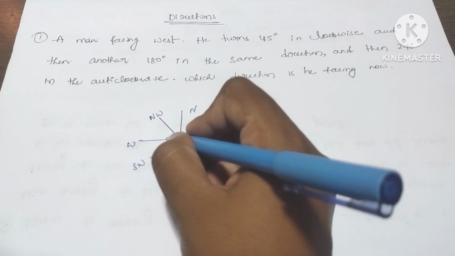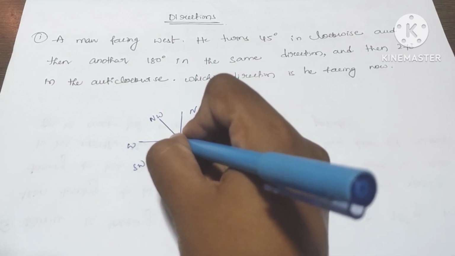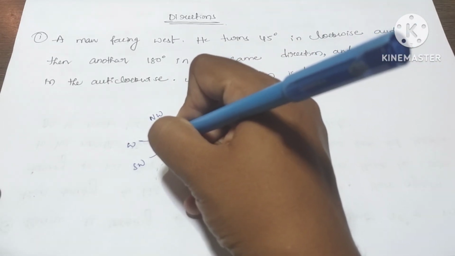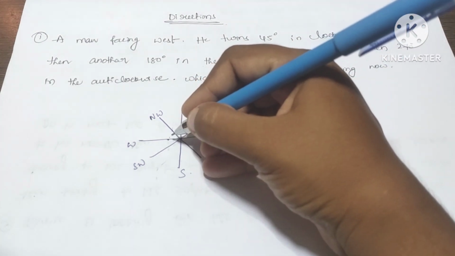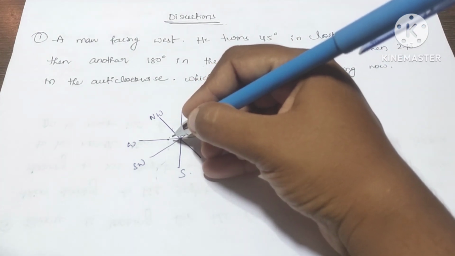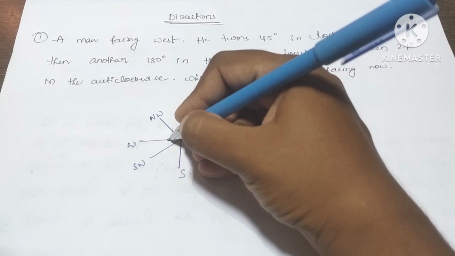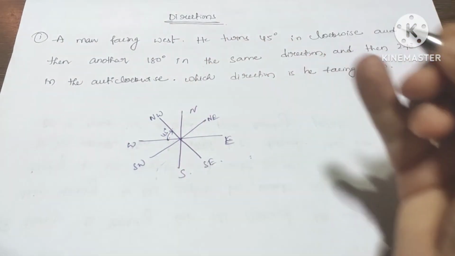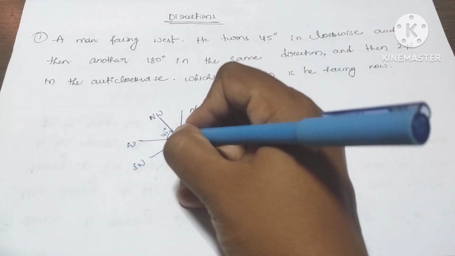The man is facing west. From here, he turns 45 degrees in clockwise direction. Clockwise direction means like this, right? 45 degrees, from here to here, this is 45 degrees. I already told you that in the previous class. If you want clarity about this, please go and see my previous video. Now, this is the 45 degrees, isn't it? 45 degrees in clockwise direction. I am indicating clockwise direction like this.